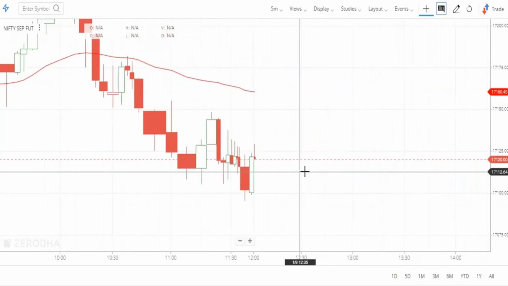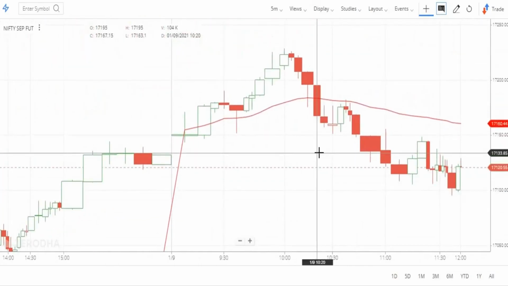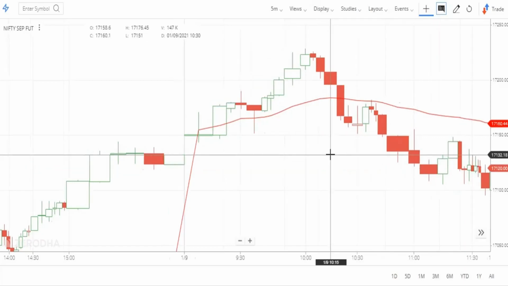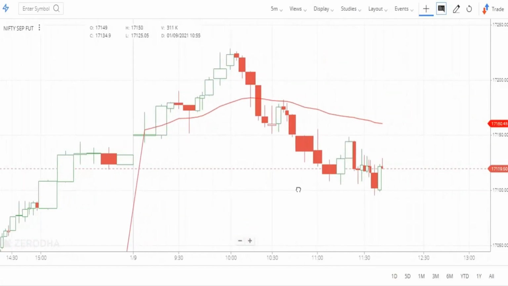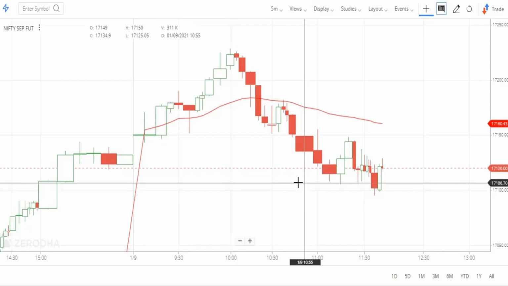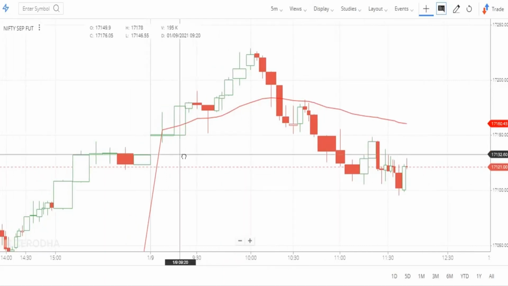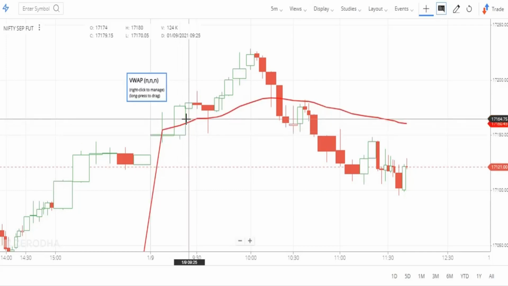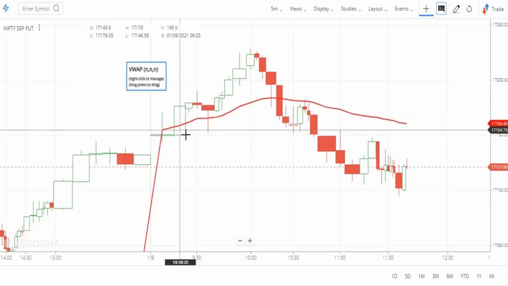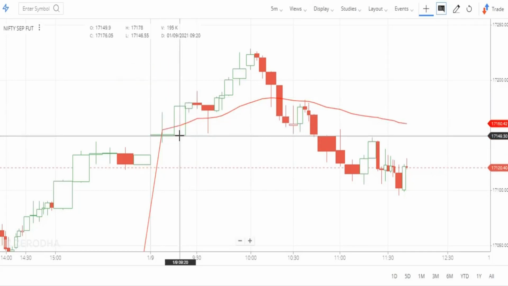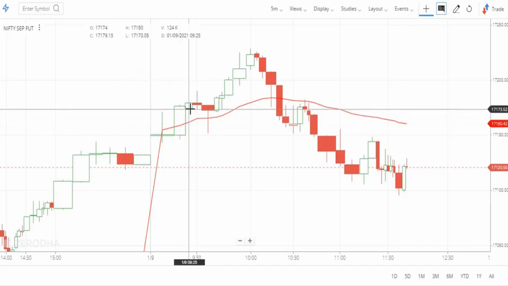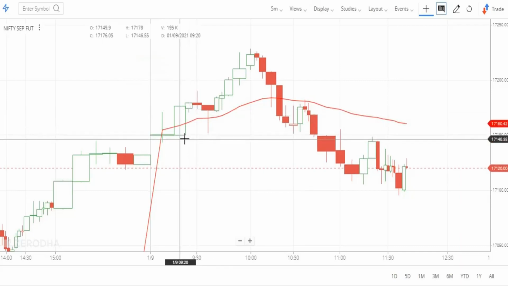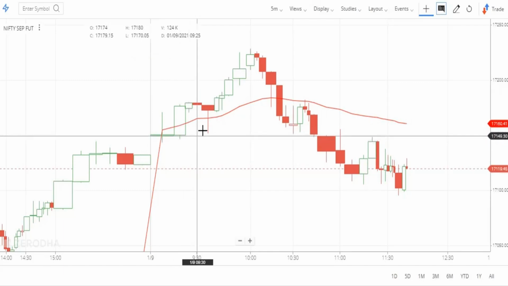Whenever the market breaks the VWAP zone with a volume candle, you can initiate a long or short depending on which side it is breaking. Like today morning, the 9:20 a.m. candle broke above the VWAP with huge volumes. You can buy right here, keep the stop loss below the low of this candle, and then keep trailing your targets.